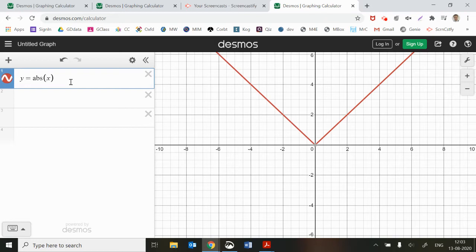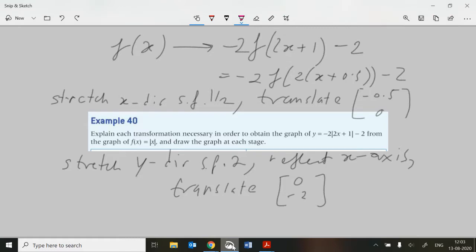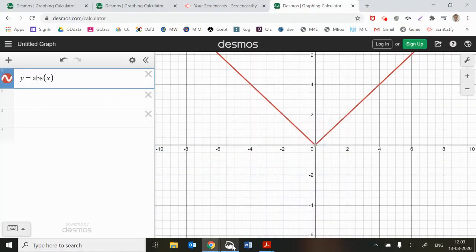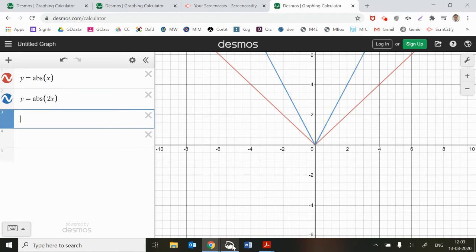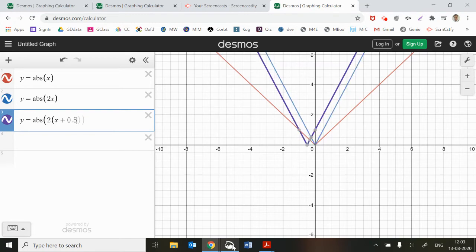And then we said, let's stretch this by a factor of, sorry, I'm forgetting this now. Stretch by a factor of a half. Stretch by a factor of a half is going to take it to this function. So the next function is going to be y equals absolute value of 2x. And the next one was, well, f of x, if you want to call it y, f of x is equal to 2, and then we had x plus 0.5, I think.